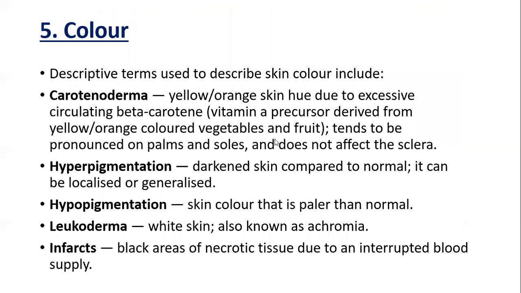Then sometimes, or many times, the color of the lesion will also throw some light on its etiology. Carotenoderma is yellow or orange skin color due to excessive circulating beta carotene, the vitamin A precursor derived from yellow-orange colored vegetables and fruit, and tends to be pronounced on palms and soles and does not affect the sclera. Hyperpigmentation is just darkening of the skin. Hypopigmentation, or depigmentation, is complete loss of melanin. Leukoderma, white skin, also known as achromia. Then infarcts can cause black necrotic areas.